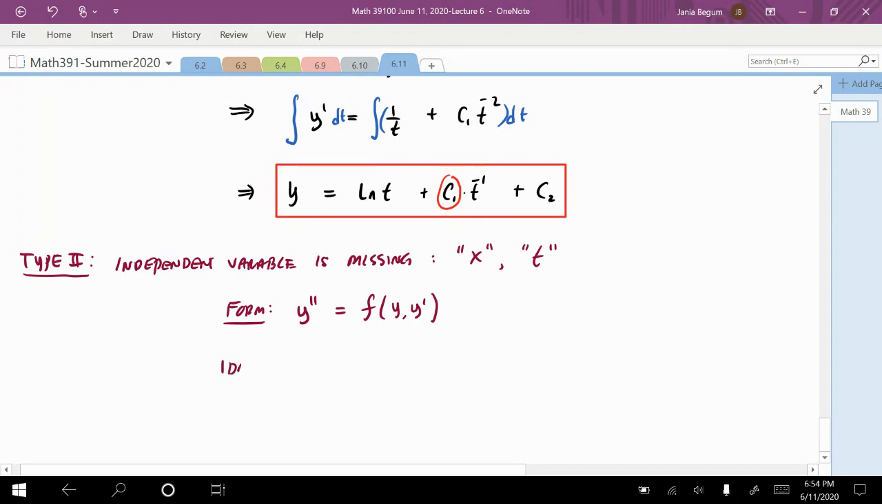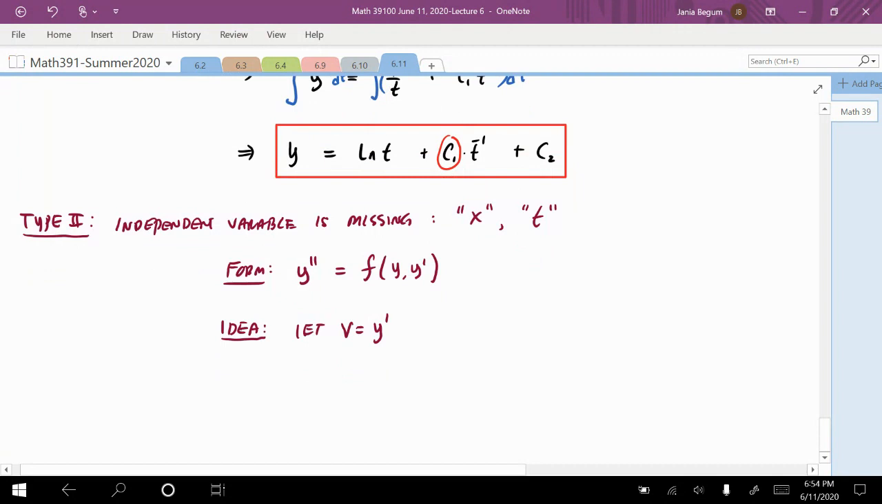So what is the idea in this case? The idea for this particular equation is to again come up with the substitution v. We'll pick v to be y prime, just like before, but we're going to be doing some rewriting. Suppose you're working with the independent variable t, so t is missing from the picture. That means I can rewrite y prime. Well, y prime is just dy/dt. That's another derivative notation, right?